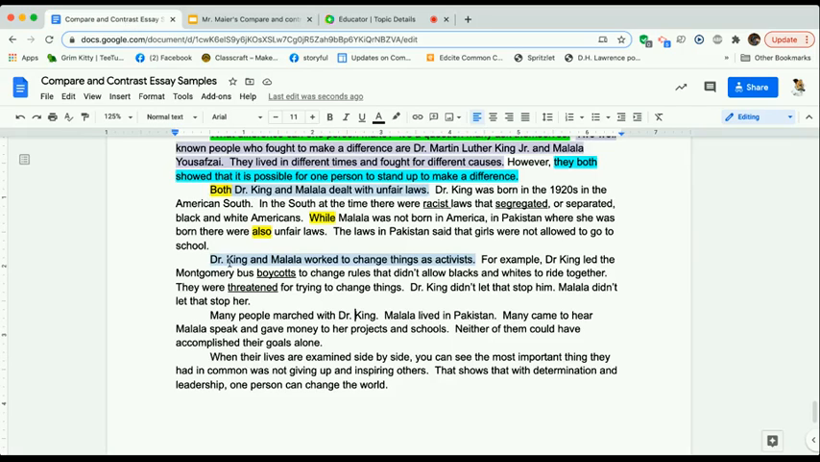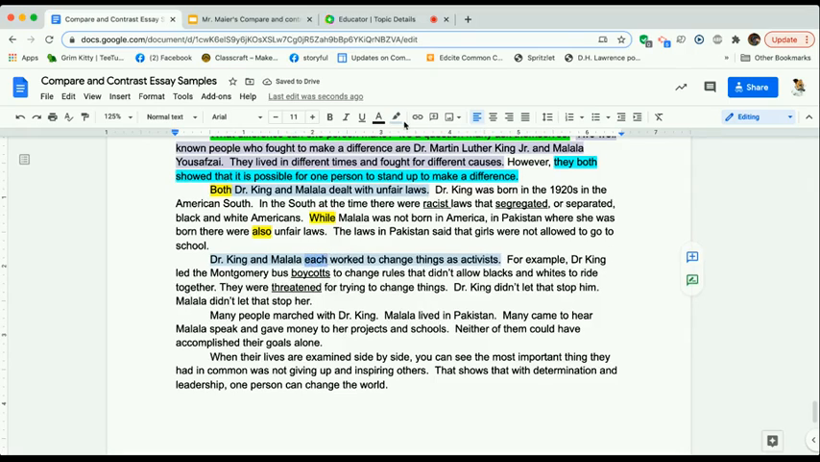Okay, so looking at that, I'm going to look and see where could I add things. So I said both here, so I'm going to use a word like both. I'm going to say each worked. Okay, Dr. King and Malala each worked means basically the same as both. Okay, but I use it after rather than before. Okay, so there's one. For example, Dr. King led the Montgomery bus boycotts to change rules that didn't allow blacks and whites to ride together. They were threatened for trying to change things. Okay, Dr. King didn't let that stop him. Malala didn't let that stop her.